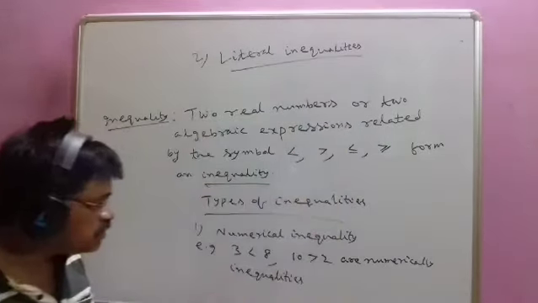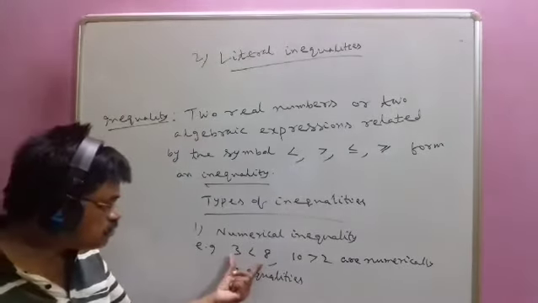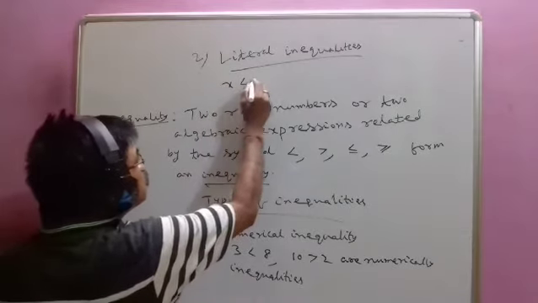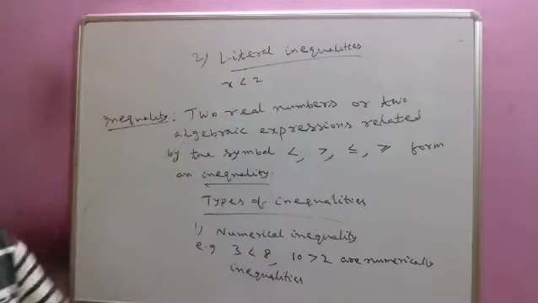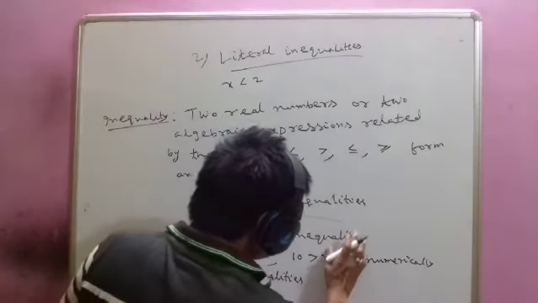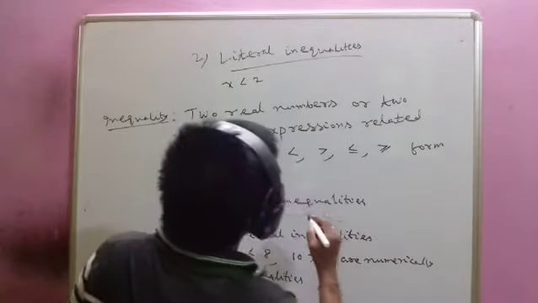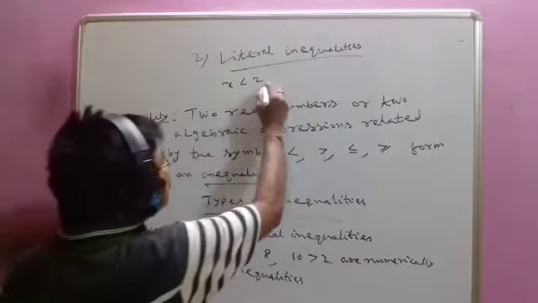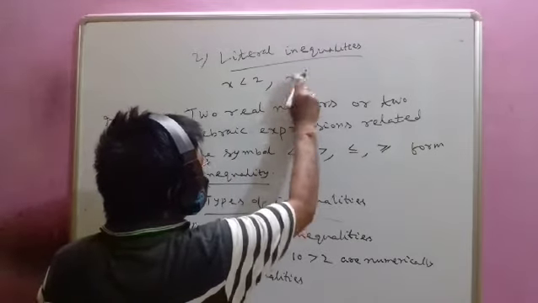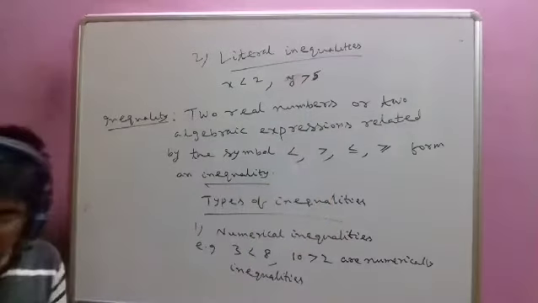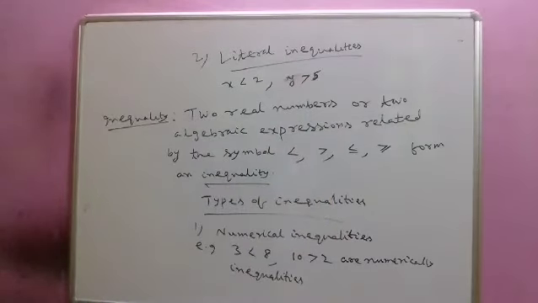You see here clearly both are numbers. But suppose a variable is there. Suppose I say x less than 2 or x less than 8. This is a literal inequality. Then x less than 2, or any variable, y greater than 5. These are literal inequalities because here the variables x and y are there.